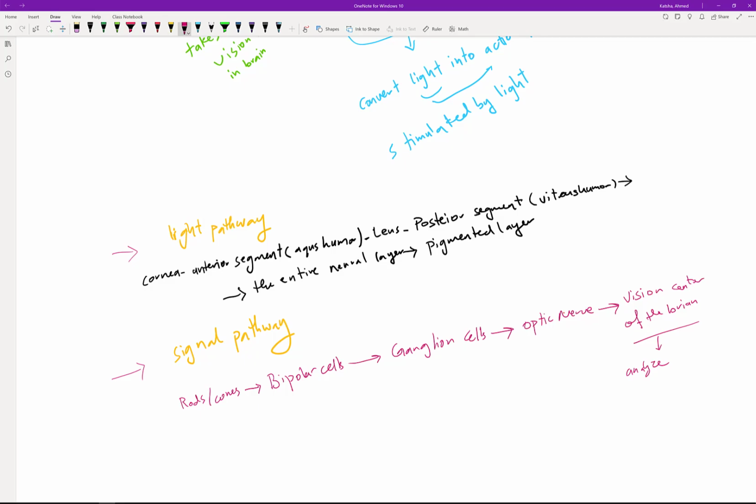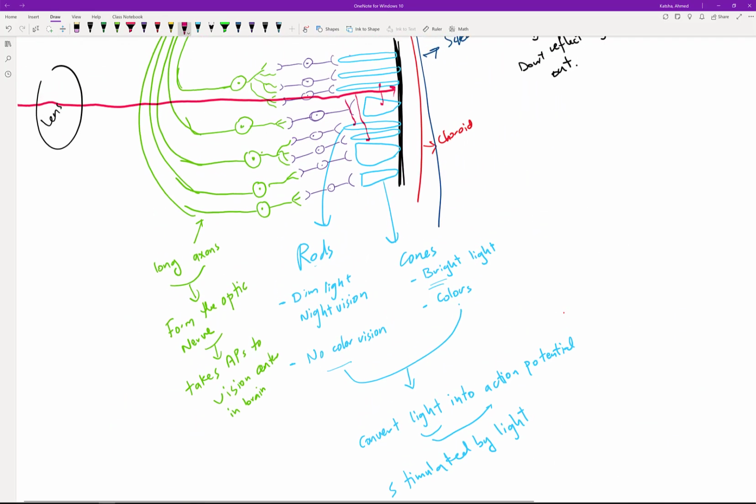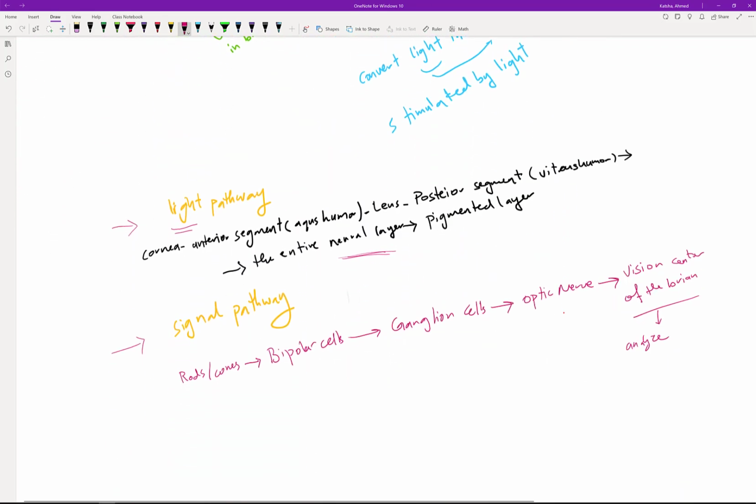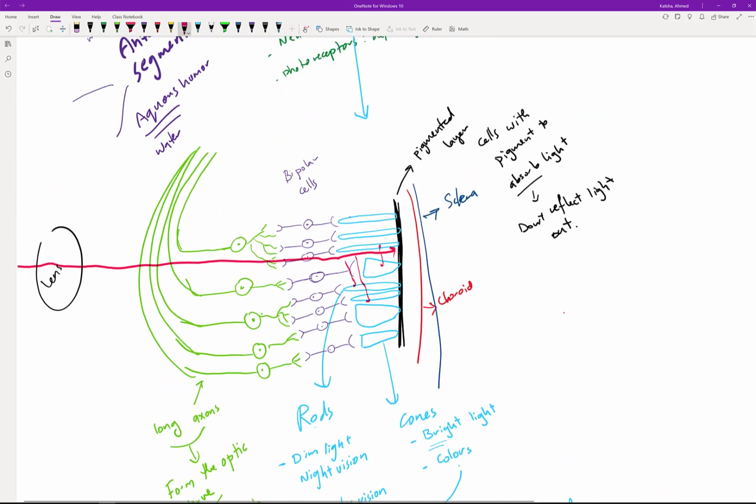Usually students will mix them. If I ask students what the light pathway is, they will say cornea, anterior segment, lens, posterior segment, then rods and cones, bipolar, ganglion cells, optic nerve to the vision center. That is wrong. The light ends at the neural layer, whereas the signal, or the action potential, starts with the rods and cones all the way to the vision center of the brain. So make sure you are able to describe both the light pathway and the signal pathway in the correct way.